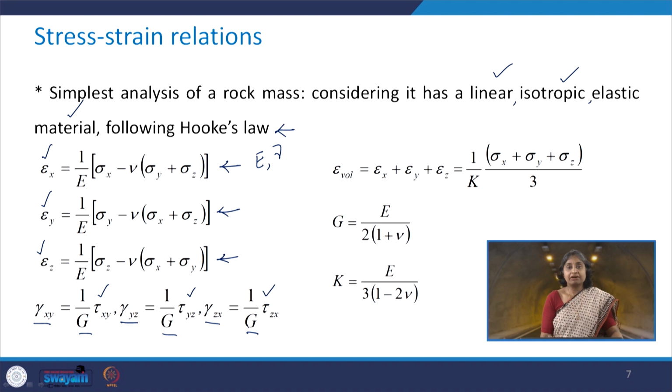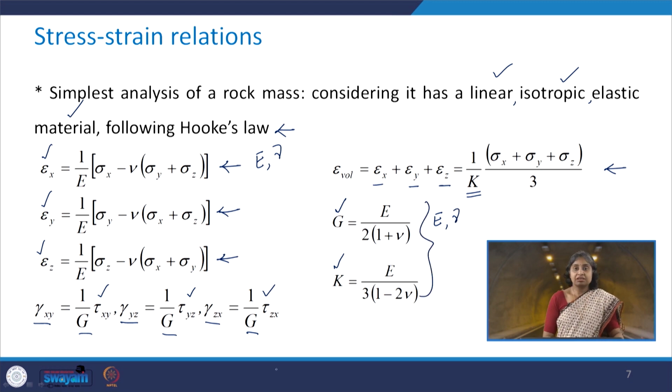Then the volumetric strain can be given by epsilon x plus epsilon y plus epsilon z, and you can write it in this particular manner in terms of the bulk modulus. The shear modulus and bulk modulus can also be represented in terms of the modulus of elasticity and the Poisson's ratio in this manner.